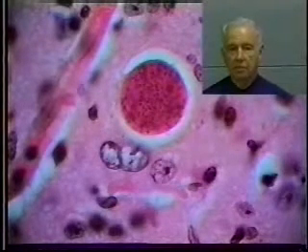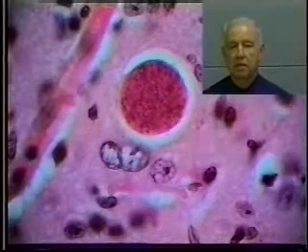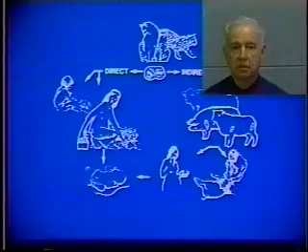Here is the Toxoplasma gondii encysted in the tissues of this animal. This slide shows the life cycle, direct and indirect, of the Toxoplasma that may occur.